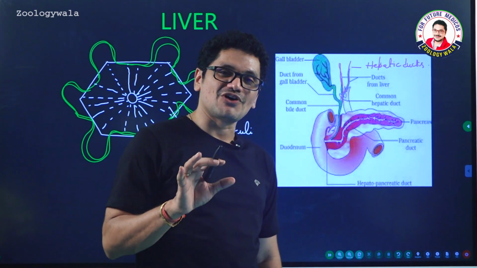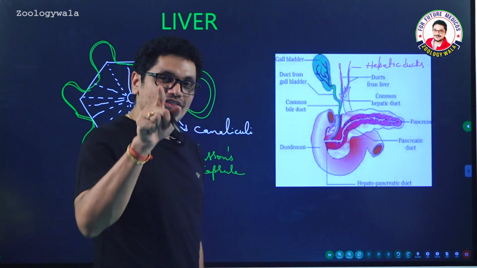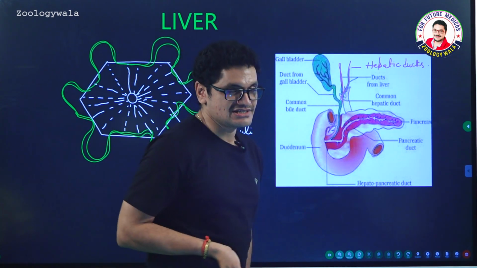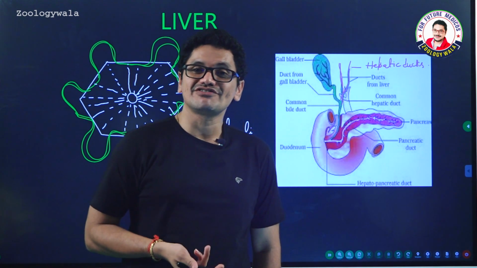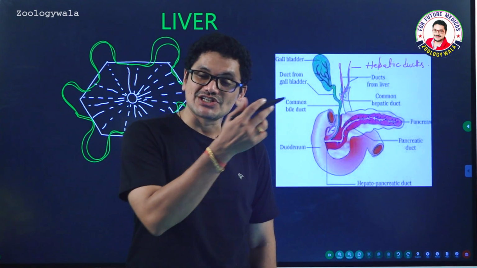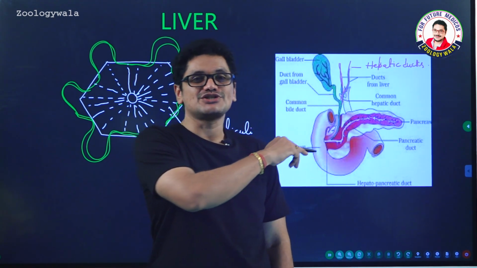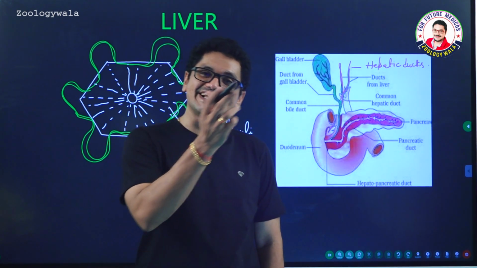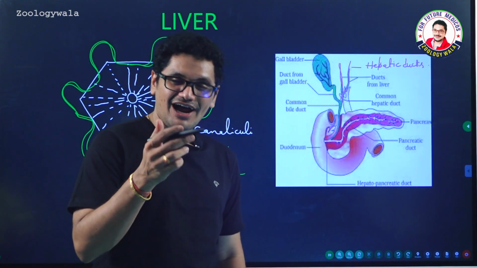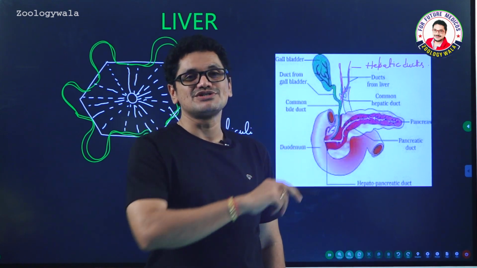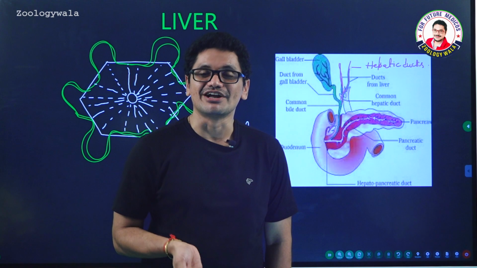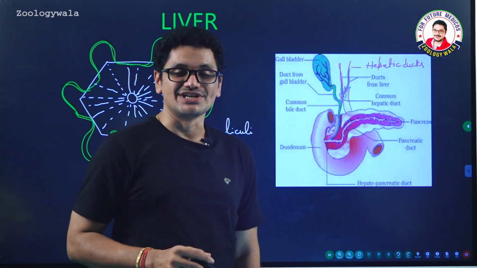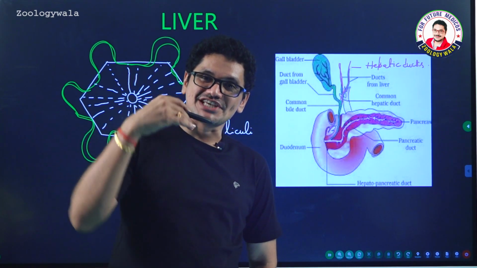The function of gallbladder is to store the bile. Why? For example, on average human beings produce 1.5 to 2 liters of bile per day. Previously I told you 2 to 3 liters of gastric juice will be produced, 2 to 3 liters of intestinal juice will be produced, and now I am saying 2 liters of bile juice is produced. Bile juice is the juice produced by the liver. 2 liters of bile is produced and 1.5 to 2 liters of saliva is produced.